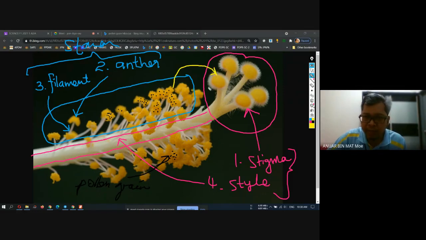From anther to stigma, the pollen grain over here, I use the red color here, transfers to the stigma. This is pollination. Can you understand it? Never mind, you can watch the video back. All right.